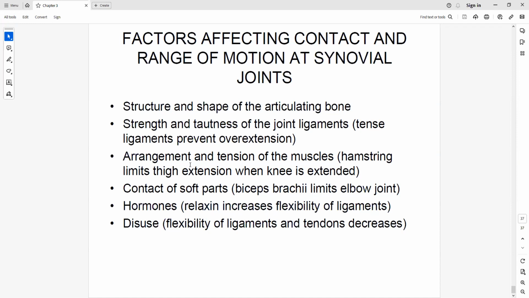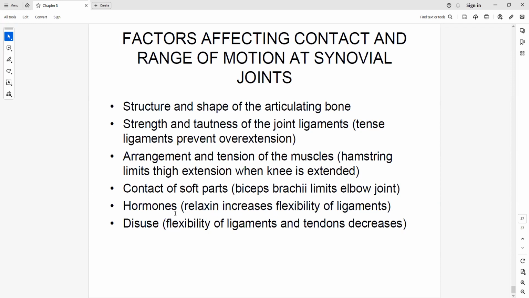Arrangement and tension of muscles, they can also limit. If you sit down on the floor with your legs stretched out, so when the knee is extended, the tension of the hamstring can limit how far you can reach. Or when you sit down on a flat surface with your legs stretched out, can you touch your toes? If you cannot, then the tension of the hamstring muscles and their tendons limit that.